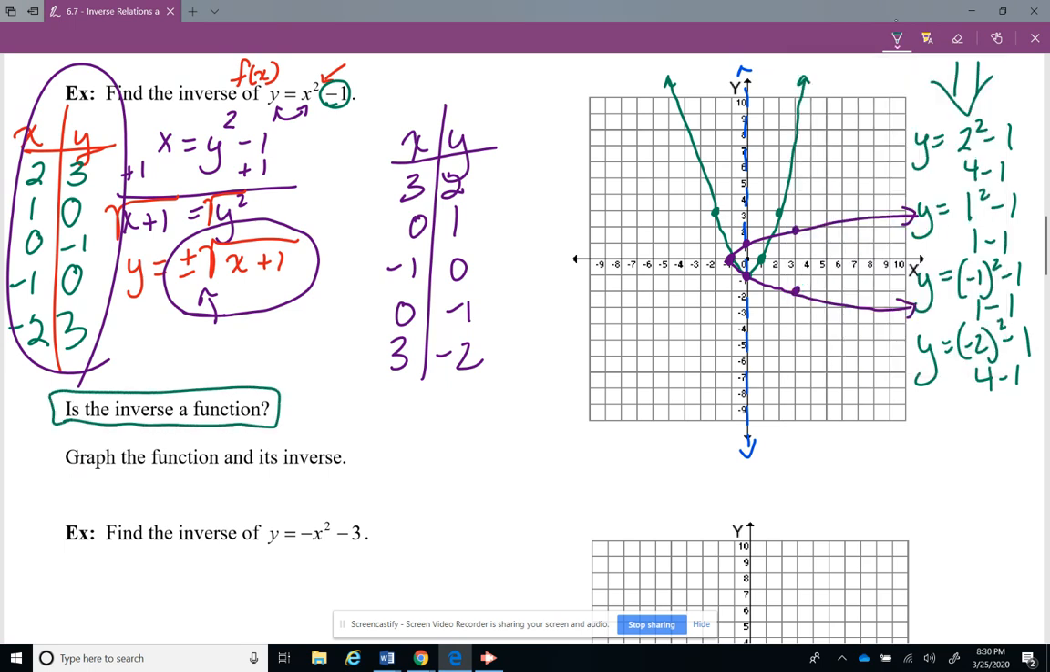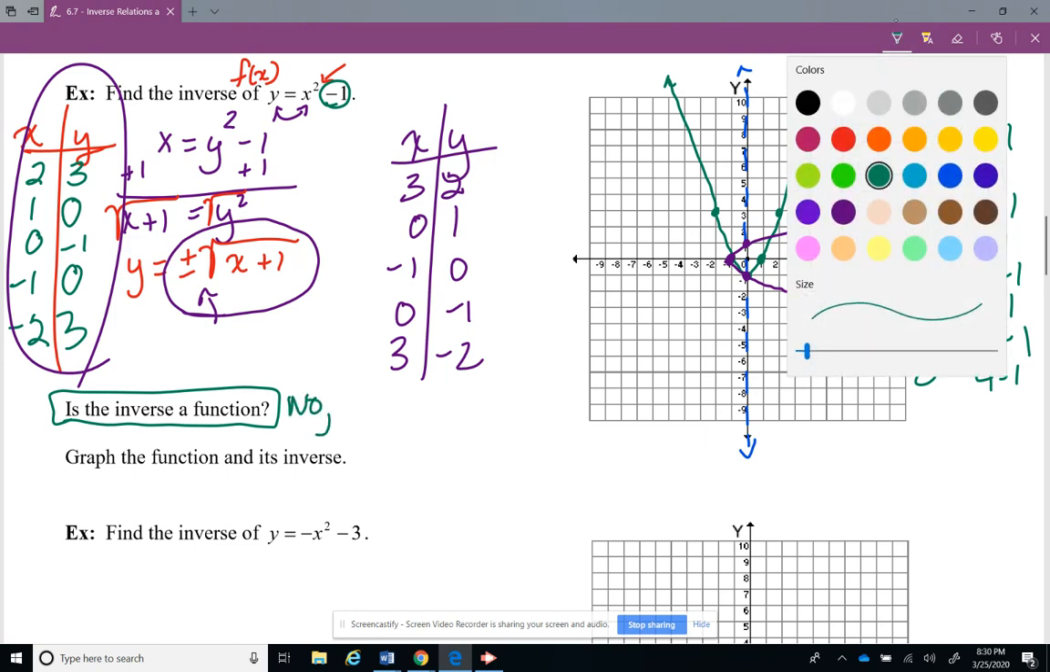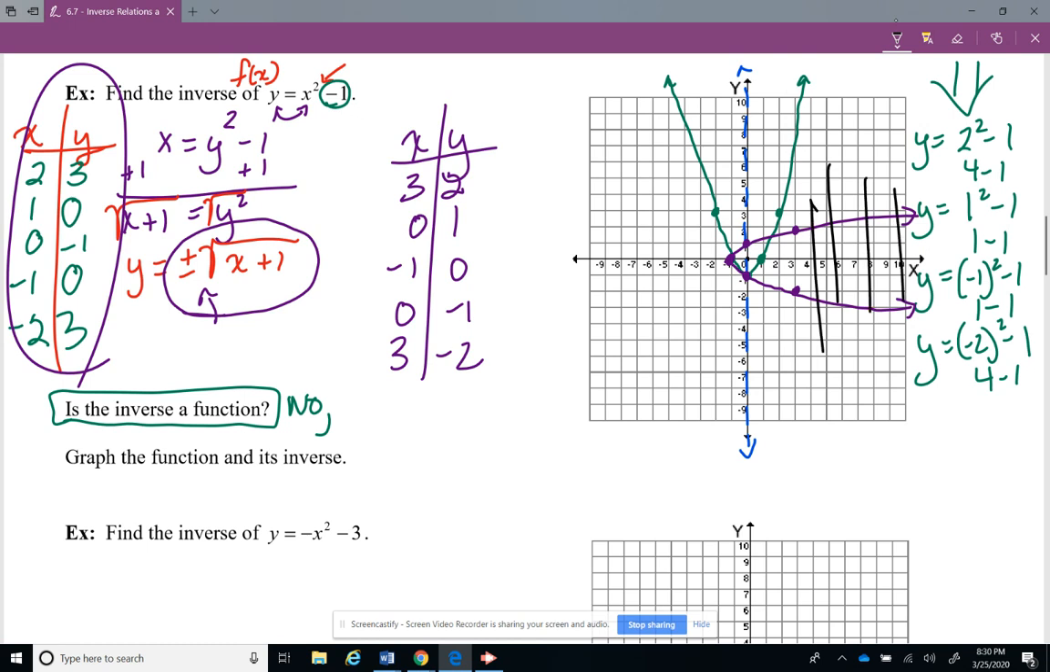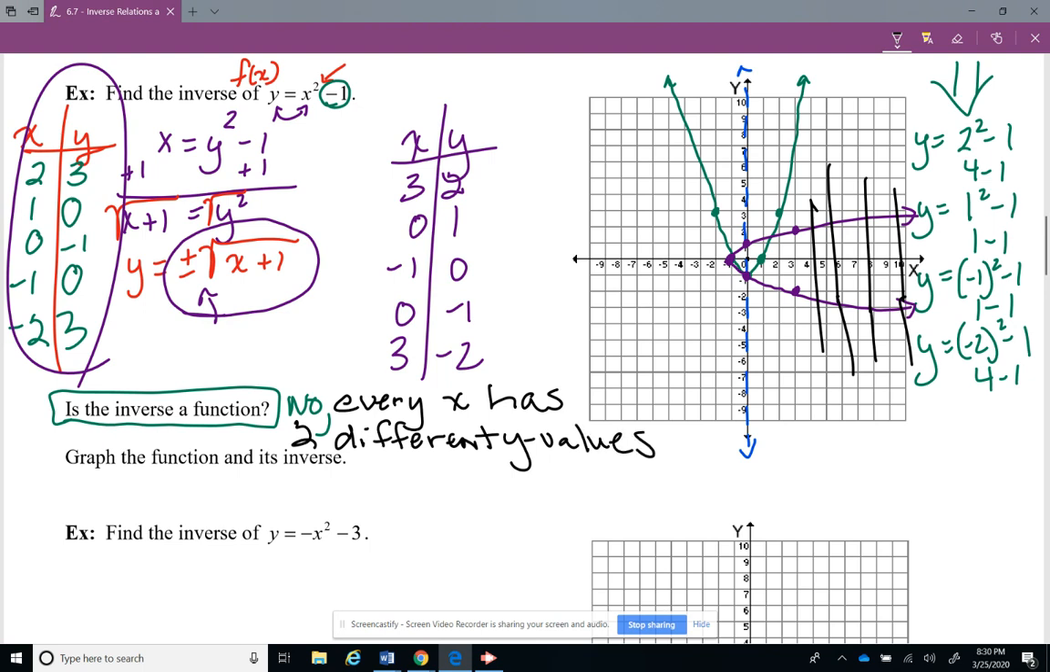Is the inverse a function? No. Why not? Well, this is why not. It doesn't pass the vertical line test. It goes through 2 points at once. Every x has 2 different y values. All right, so you can even see that in the chart. Here, 3, 2, and 3, negative 2. 0, 1, and 0, negative 1.